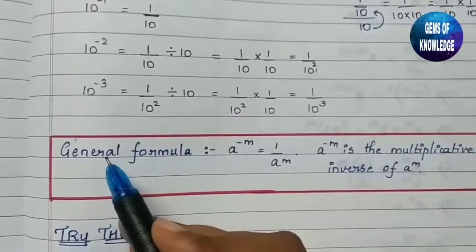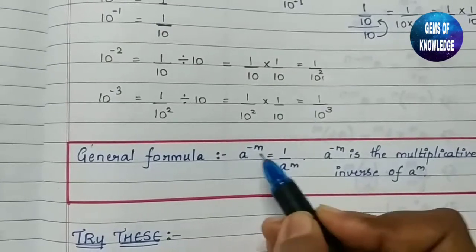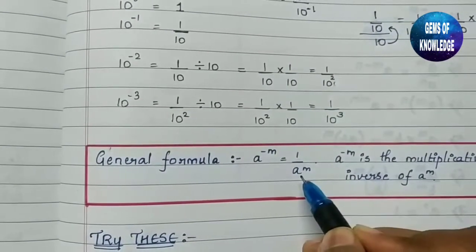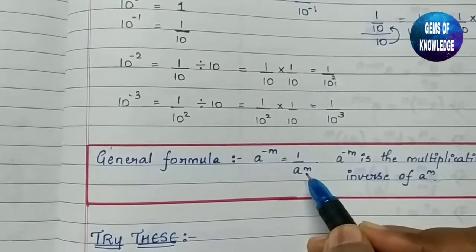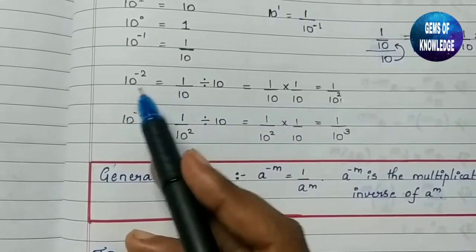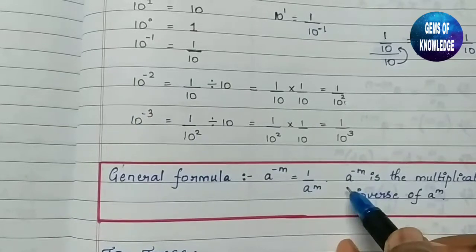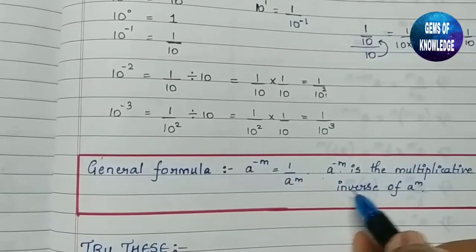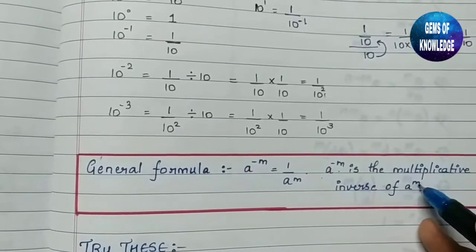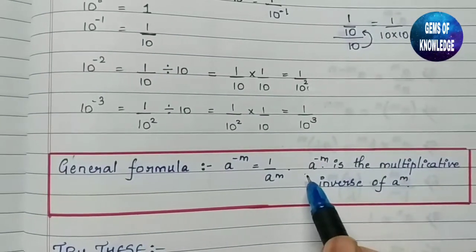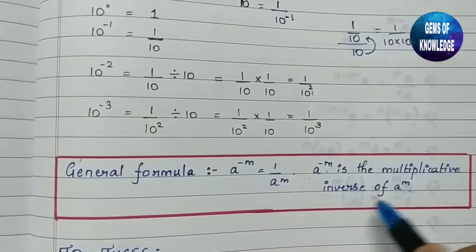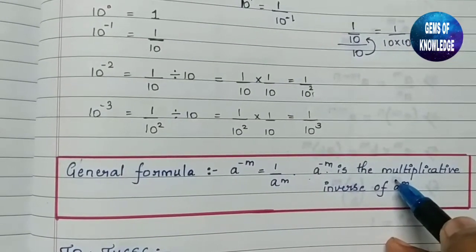Generally, the general formula for this is a to the power of minus m is equal to 1 divided by a to the power of plus m. This is the general formula for all of this, where a to the power of minus m is the multiplicative inverse of a to the power of m. Always remember that a to the power of minus m is the multiplicative inverse of a to the power of plus m.